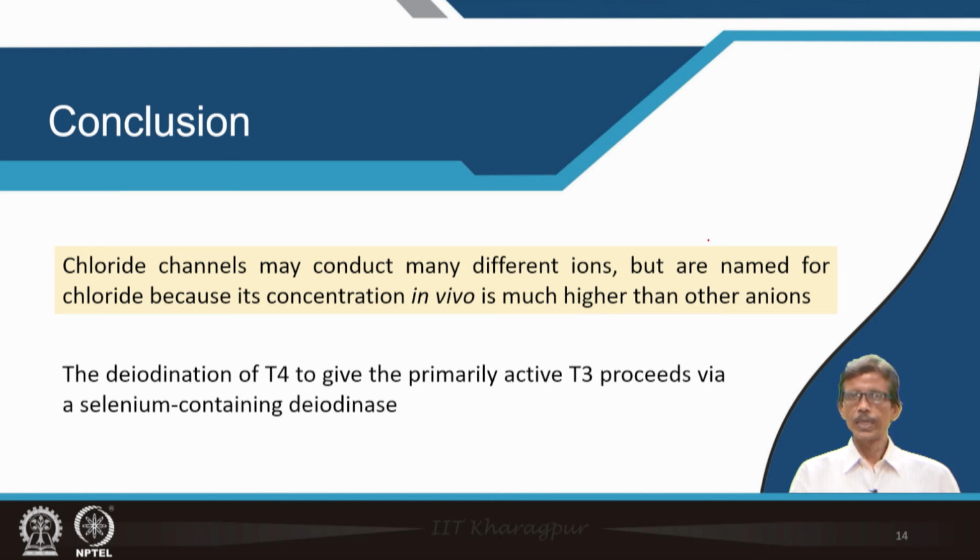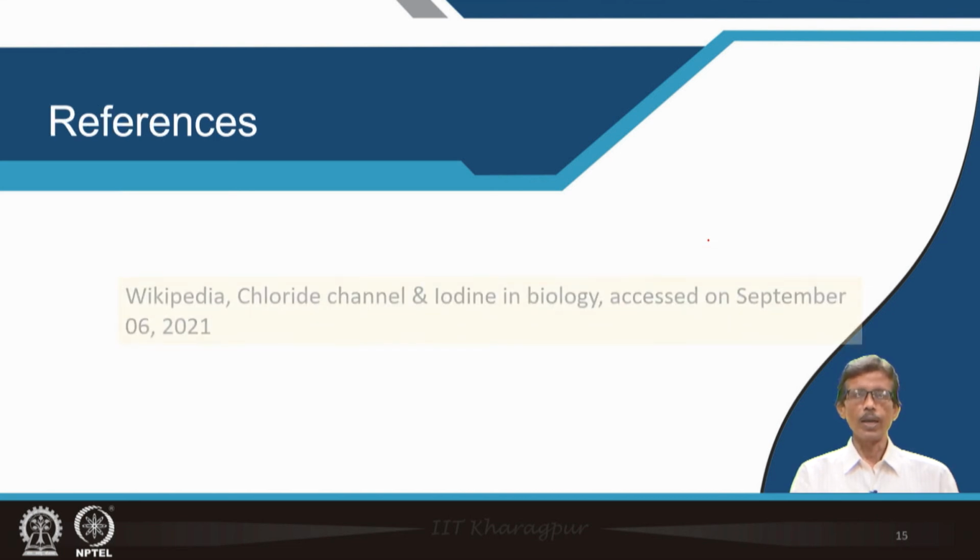And the deiodination part, the reverse part: the deiodination of T4 to give primarily active T3 proceeds via selenium-containing deiodinase. Already we have studied selenium. So, selenium-bearing deiodinase enzymes are also available, which can selectively remove the iodine. Not only the iodination, but deiodination is also important for our life.